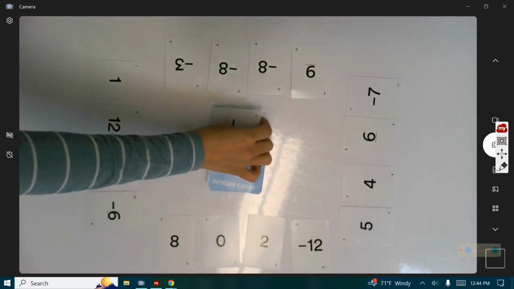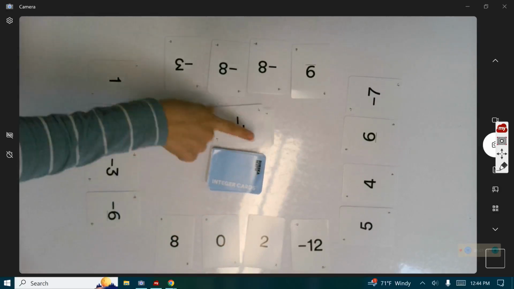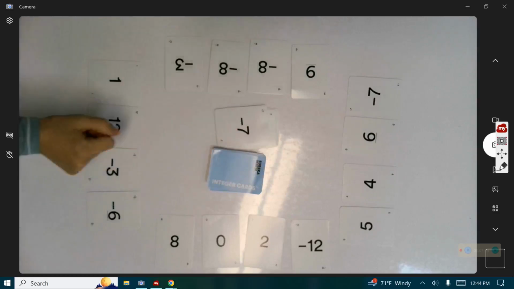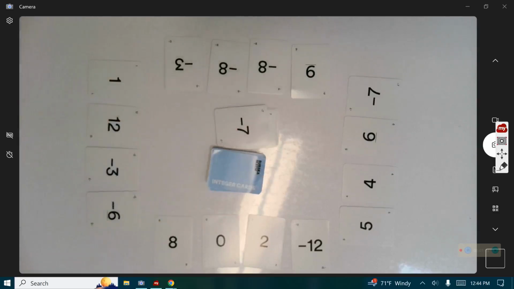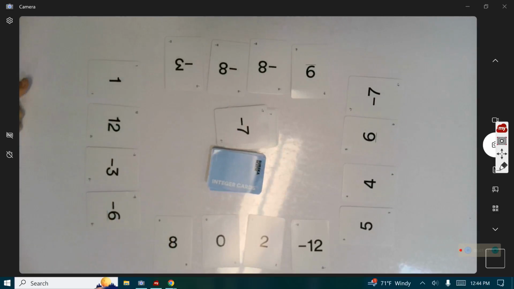They're going to draw. They got negative 7. If we swap out this negative 12 with a negative 7, 10 and negative 7 is 3. Right now they're at negative 2. So they're closer to 0 with negative 2 than they would be with positive 3.